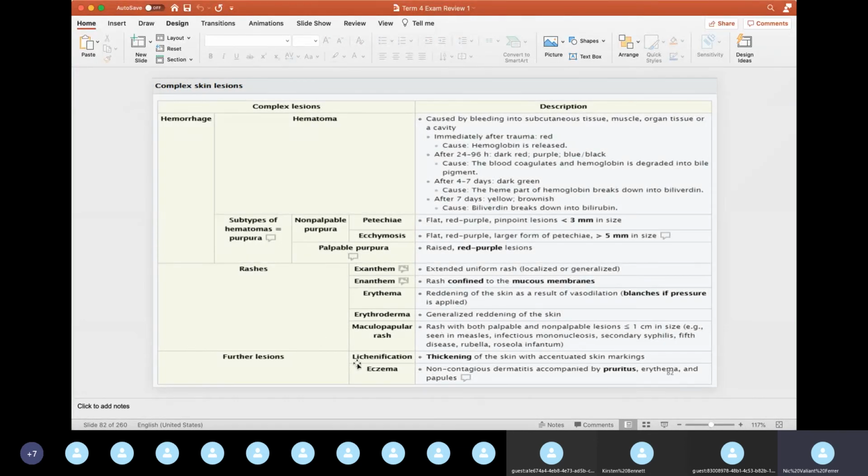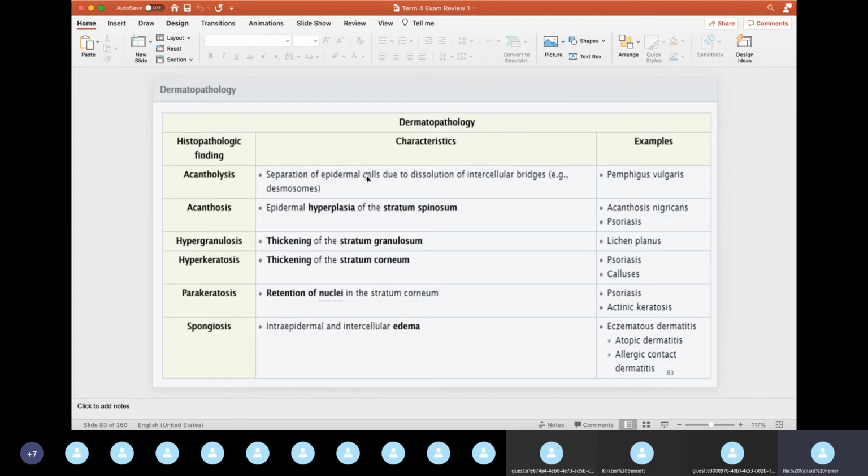Maculopapular rash. Lichenification is just thickening of the skin. For example, lichen planus, thickening of the skin. Eczema, it's a non-contagious dermatitis. You have pruritus, erythema, and some papules. So put a star here. Know the lesion, know the description.